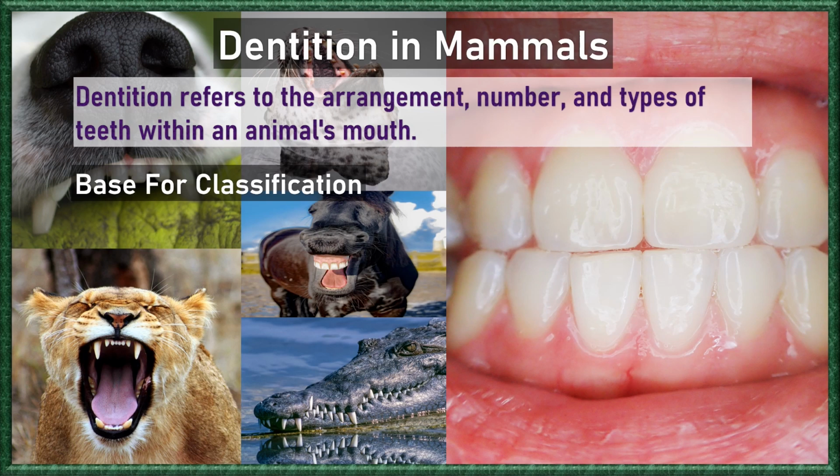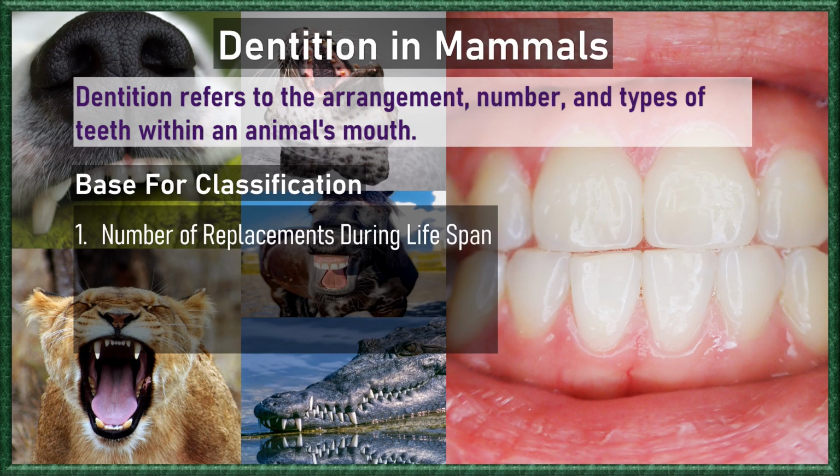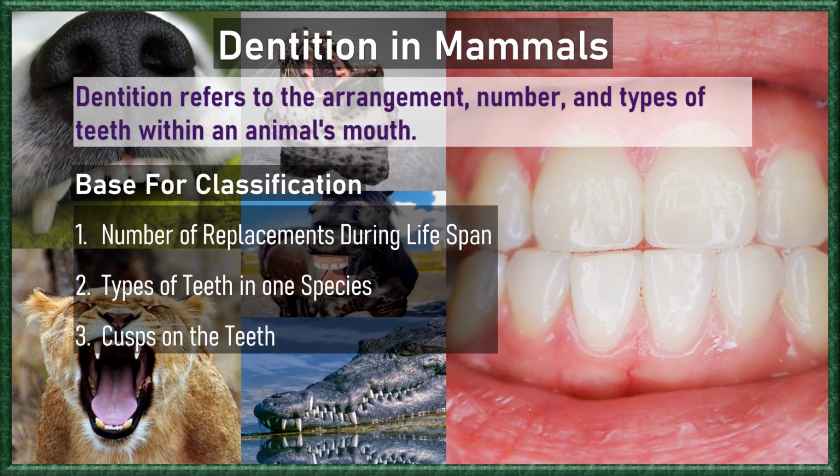The classification of teeth in mammals is not based on a single parameter but many parameters, like the number of replacements of teeth during the whole lifespan of mammals, the types or structure of teeth in one mouth or oral cavity of a single organism or species, and finally whether they have cusps on the molars or not. This simple classification is easy to catch and remember and to differentiate among different terminologies used for dentition in mammals.